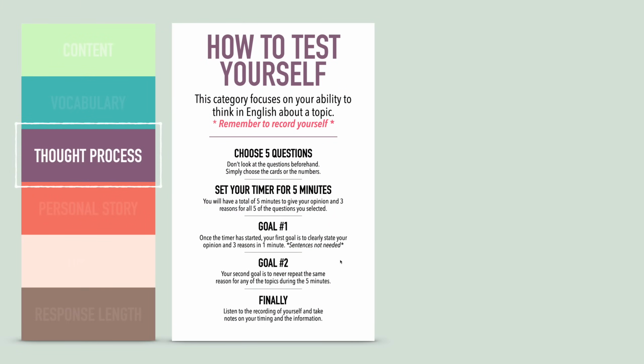All right, let's move on to the next category. For your fluency test, we've gone through 2 categories so far, content and vocabulary. What about the next category? This category, thought process, focuses on your ability to think in English about a topic. You're going to choose 5 questions. Don't look at the questions. Again, choose 5 questions.